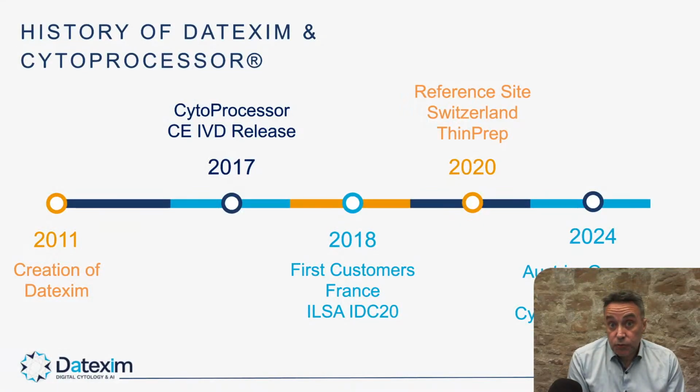This was done in Switzerland, and this site became a reference site for us. And by the way, this site was able to divide by 2 the turnaround time in their lab thanks to CytoProcessor. And now in 2024, we opened other countries like Austria, Germany, and Morocco, and I'm very proud today to introduce you to CytoProcessor version 3.3.